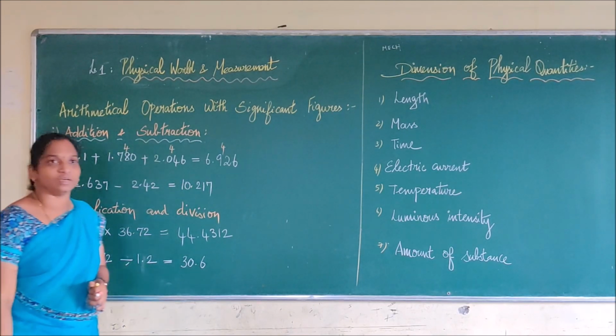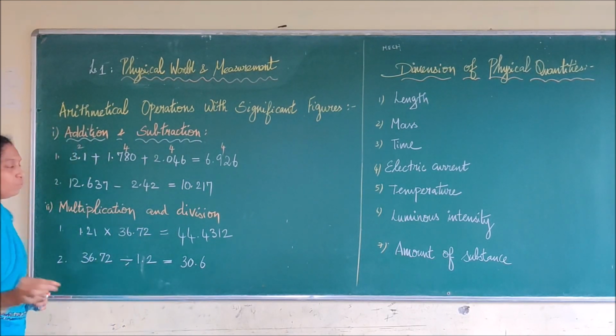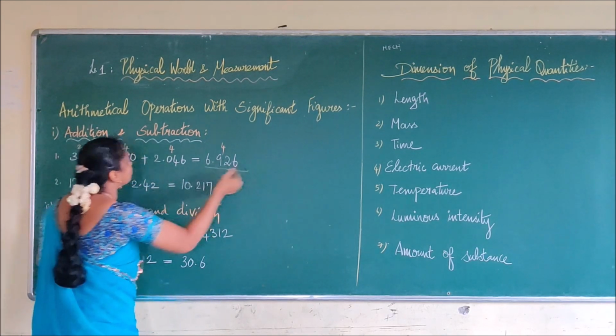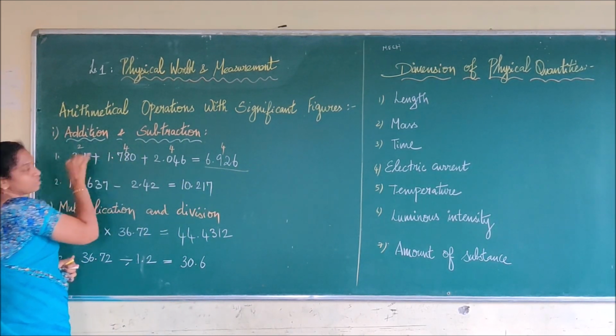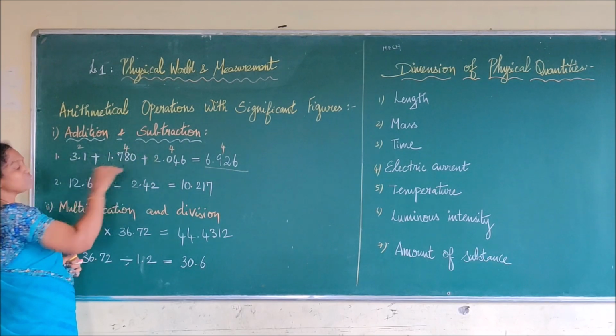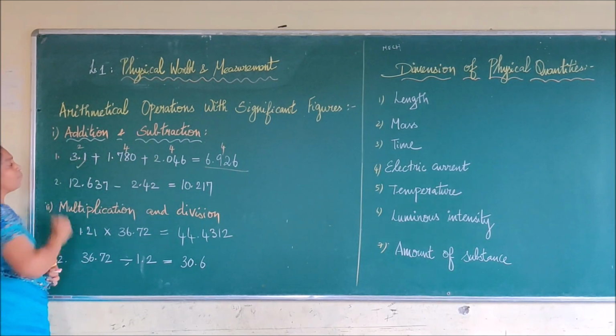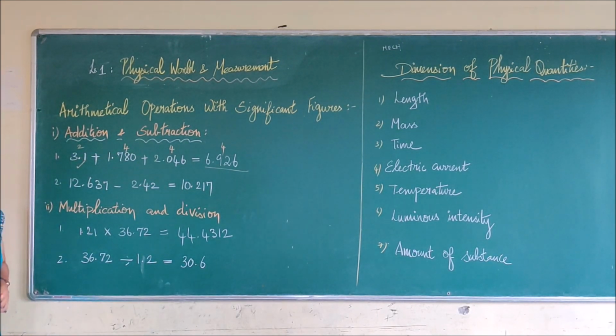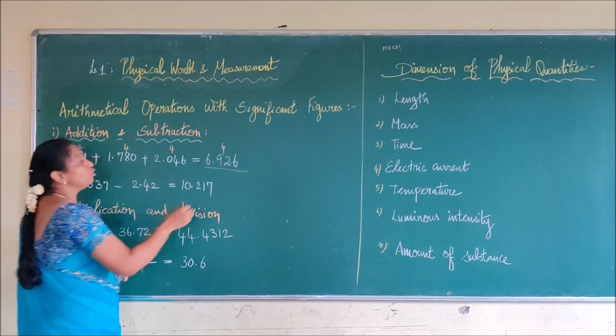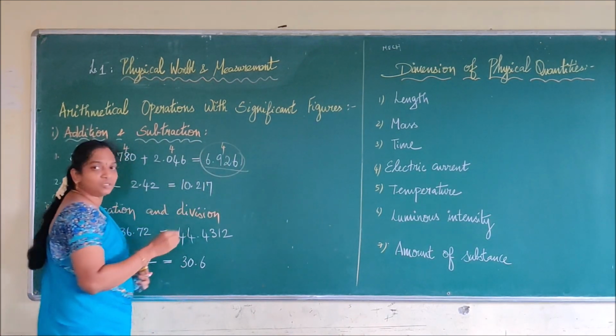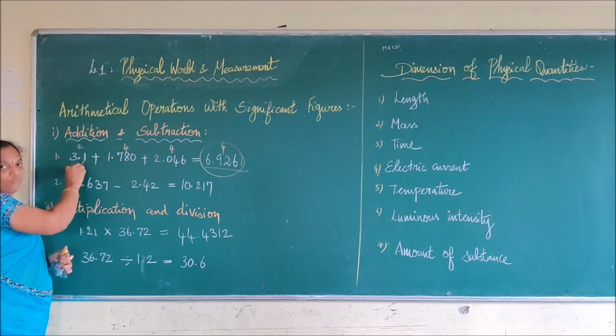4 significant figures. But we are going to write the answer in terms of the least number of significant figures. So which has the least number of significant figures? This 3.1, that has 2. So it has the least number. So we are going to round off our answer to our least significant figure value.